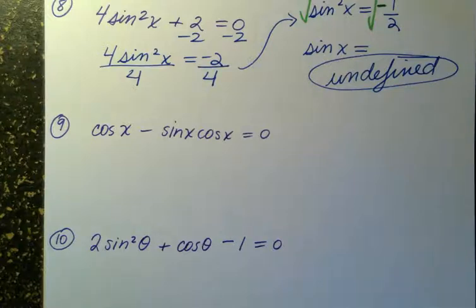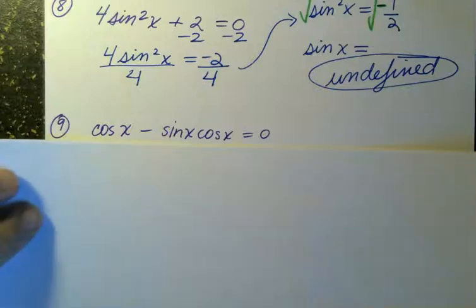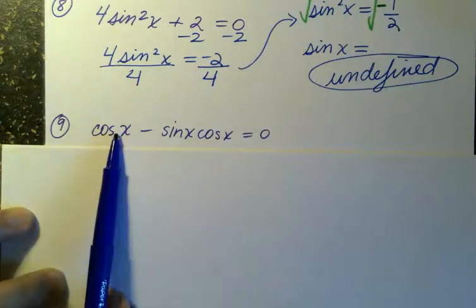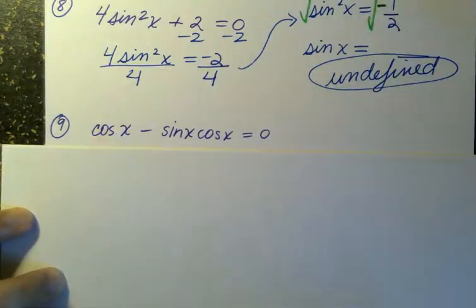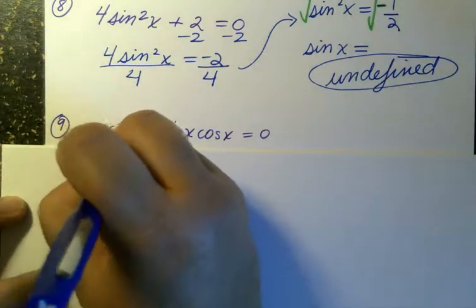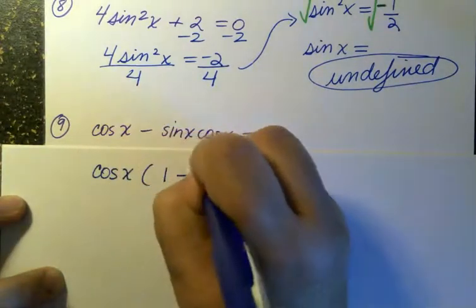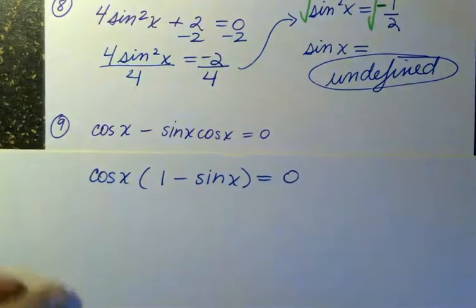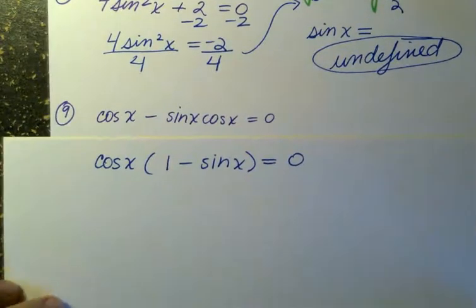Okay? Or perhaps you're going to have two parts. And that's kind of what happens here. I can factor a cosine out. I have a cosine in both of these expressions. So I can say cosine of x times 1 minus sine x. So now I've taken them apart. So now I have two different parts I can solve, and they're in the two different trig functions. So that's going to work out okay.